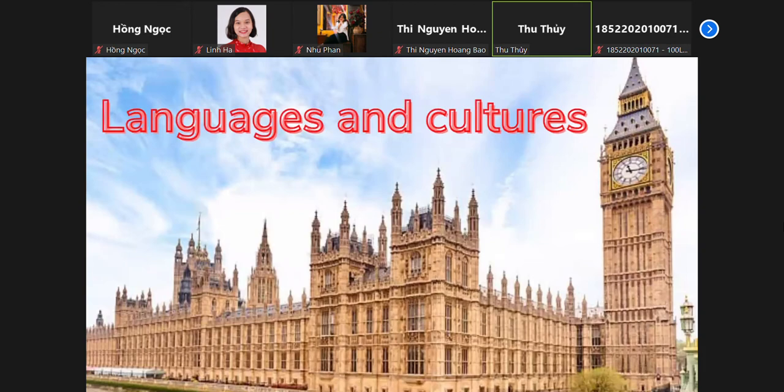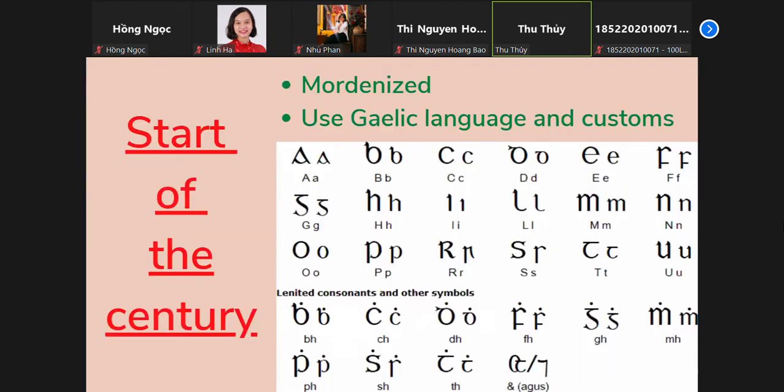Let's move to language and culture. One of the most common things we see is that the English language by this point had been modernized.